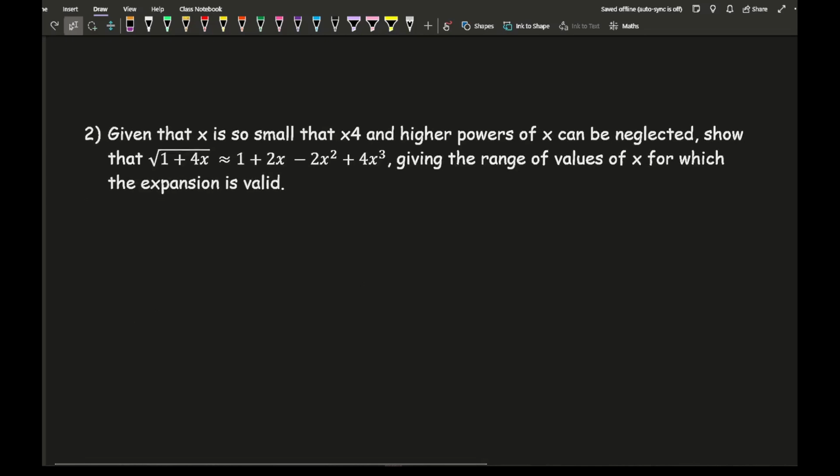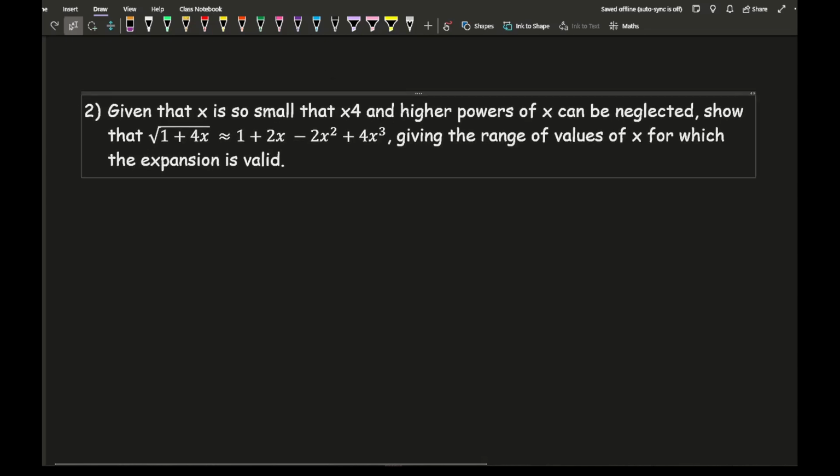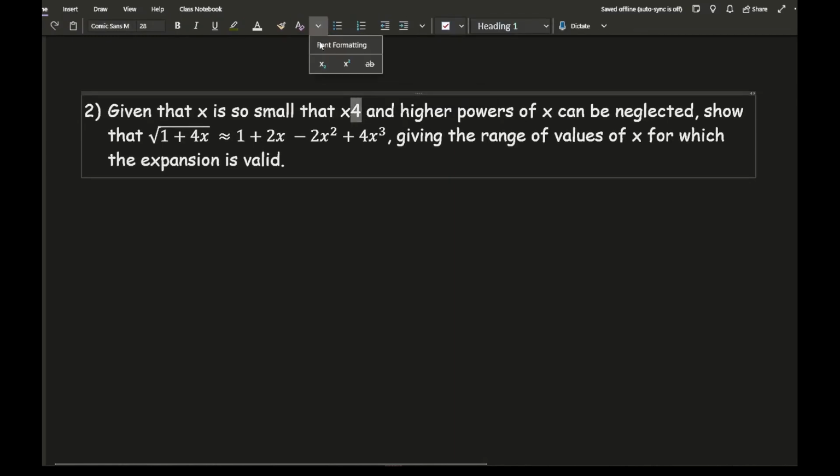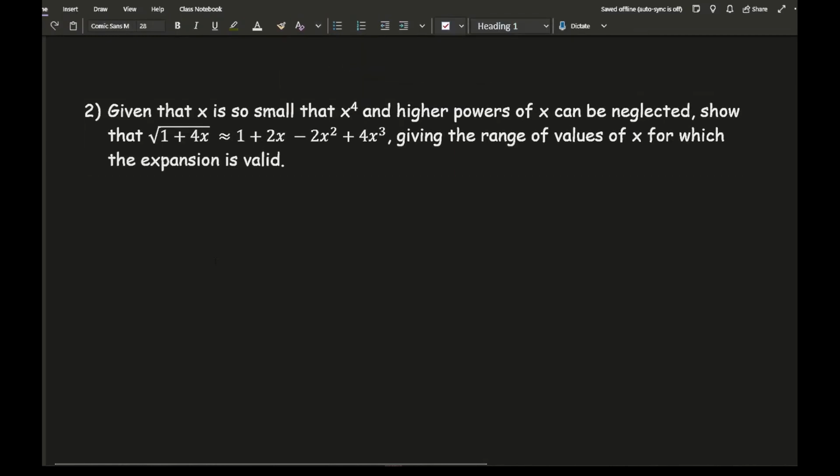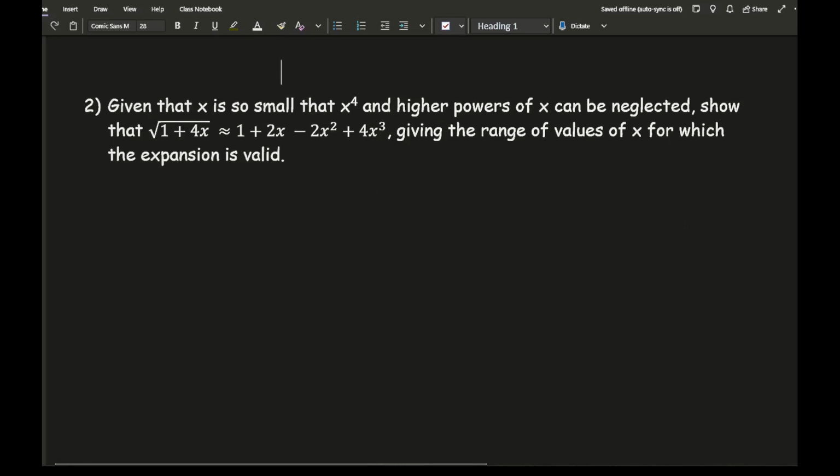So this second example says, and let me just do a little bit of editing that I've spotted. It says that given that x is so small that x to the power 4 and higher powers of x can be neglected, show that the square root of 1 plus 4x is approximately 1 plus 2x minus 2x squared plus 4x cubed, giving the values of x for which the expansion is valid.